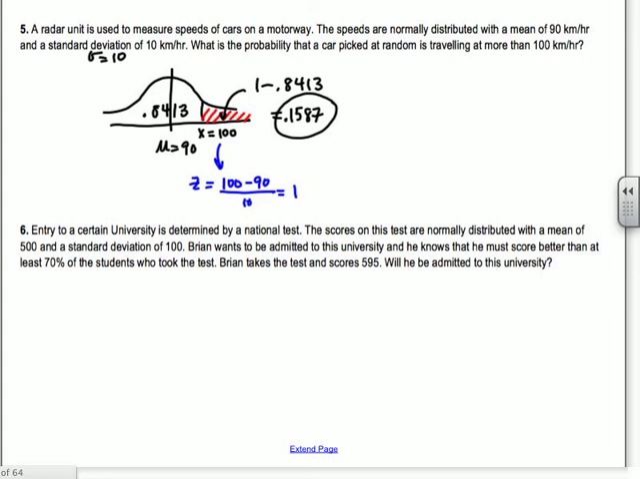All right, you guys go ahead and try the next one. It's about Brian Pulaski here. Entry to a certain university is determined by a national test, probably the SATs or something like that. The scores on this test are normally distributed with a mean of 500 and a standard deviation of 100. Brian wants to be admitted to this university, and he knows that he must score better than at least 70% of the students who took the test.